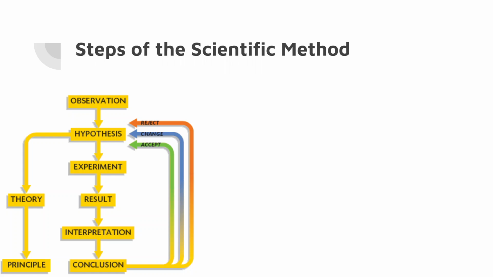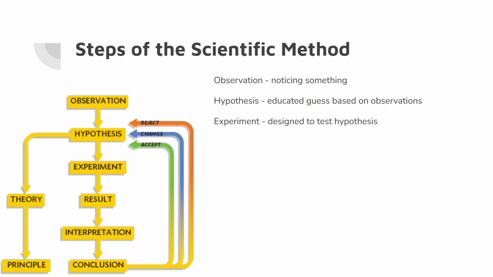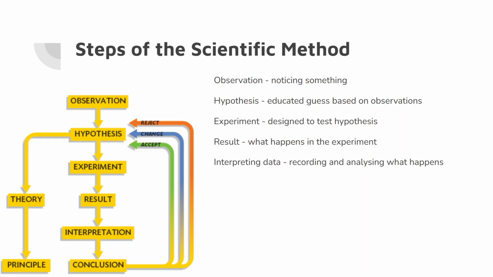So first, having a look at the scientific method. So the steps of the scientific method: first you have your observation, which is just you notice something. Then you have your hypothesis, which is your educated guess based on your observations. Your experiment is what you make and design to test your hypothesis. Your result is what happens in your experiment. Then you're going to interpret your data. You're basically going to record what happens and then analyze it.